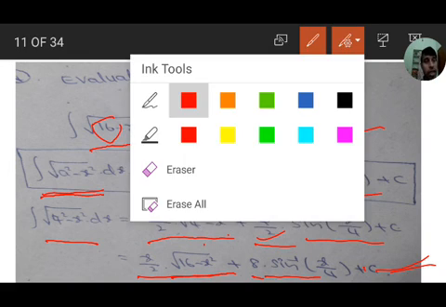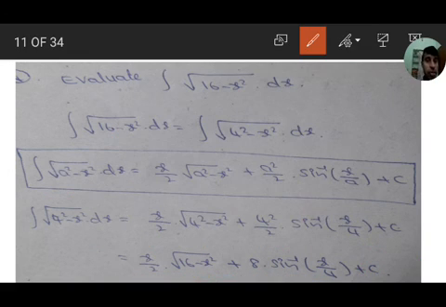Okay. Therefore, the integration value is x by 2 into square root of 16 minus x square plus 8 into sin inverse x by 4 plus c is the answer. Here we wrote 16 as 4 square, and it is of the form integration square root of a square minus x square dx.